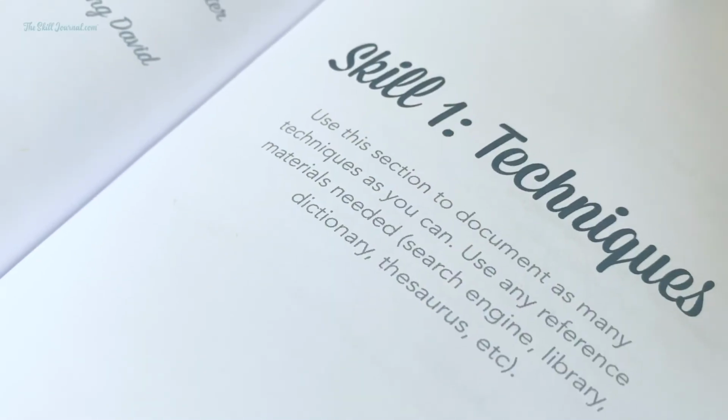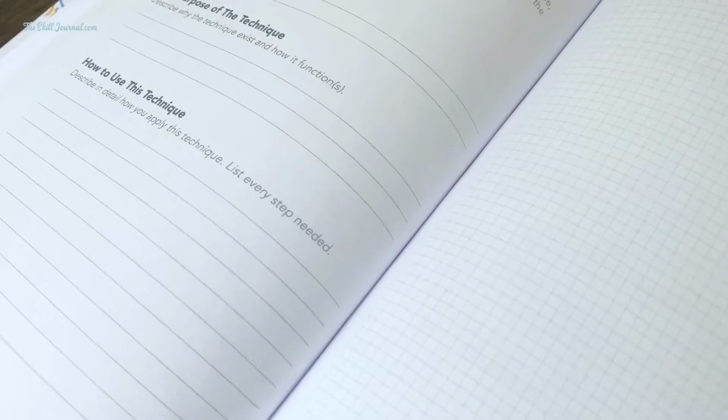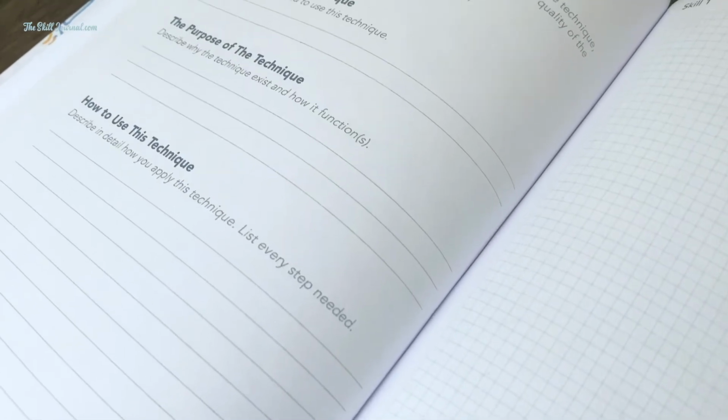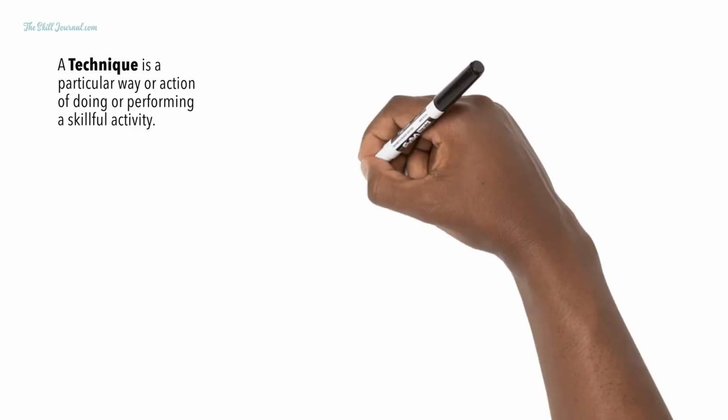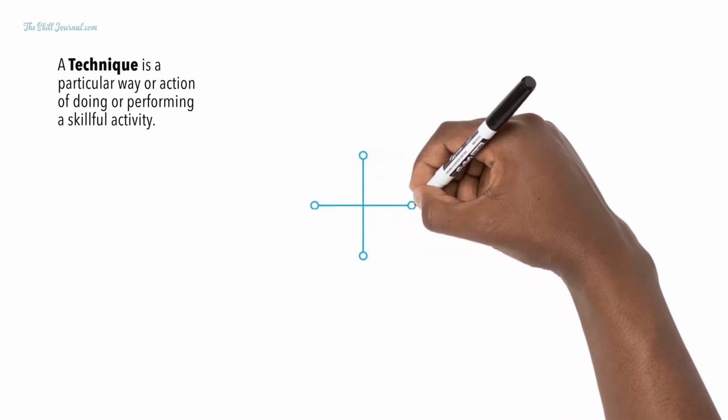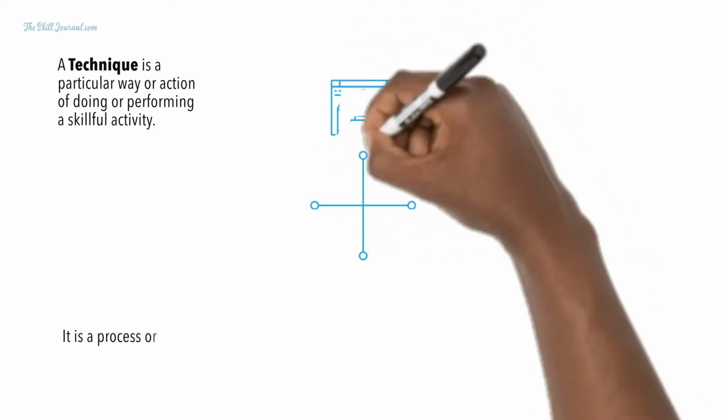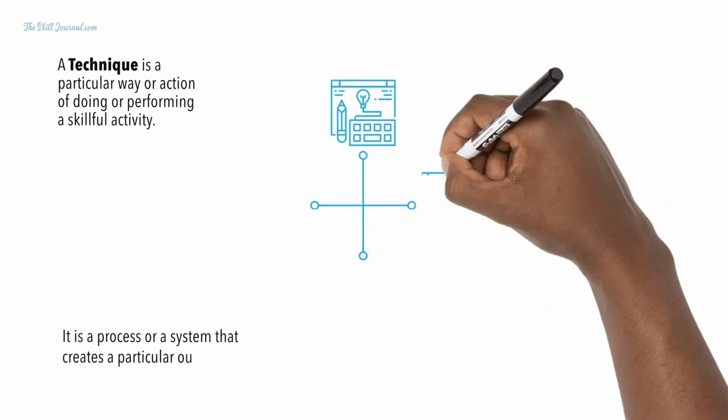The technique section of a skill journal gives you templates to document the techniques of a particular skill. A technique is a particular way or action of doing or performing a skillful activity. Techniques allow us to efficiently use a skill or ability. It is a process or system that creates a particular outcome.